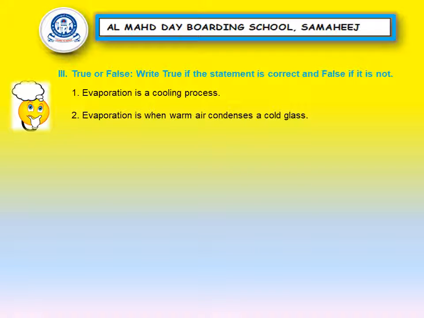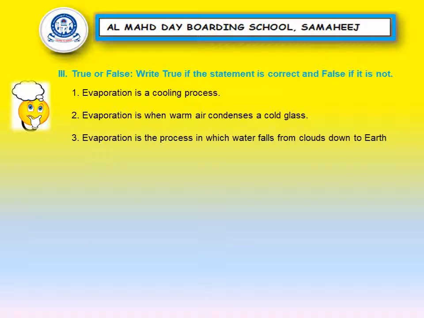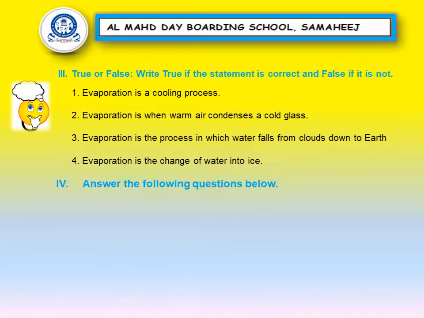Number 2, evaporation is when warm air condenses a cold glass. So moisture vapor in the air condenses into droplets of water. Number 3, evaporation is the process in which water falls from clouds down to earth. Number 4, evaporation is the change of water into ice.